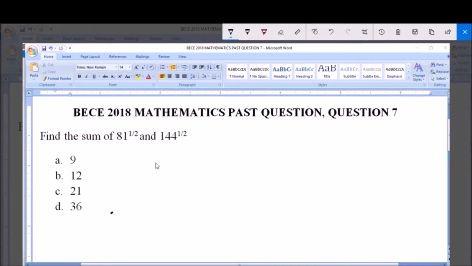So we have to find the sum of 81 raised to the power of 1 over 2 plus 144 raised to the power of 1 over 2. Now this question is just a question from what? From indices.